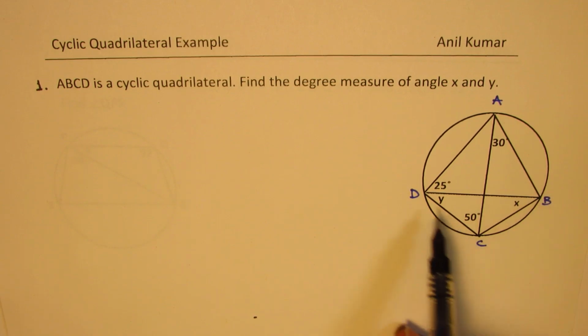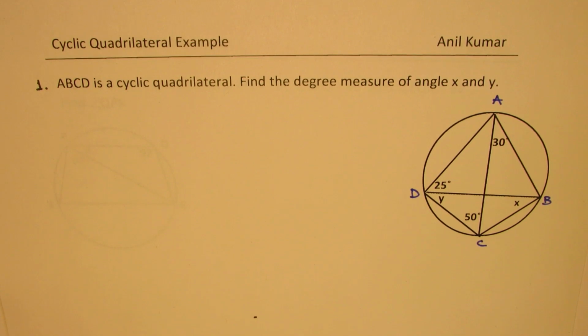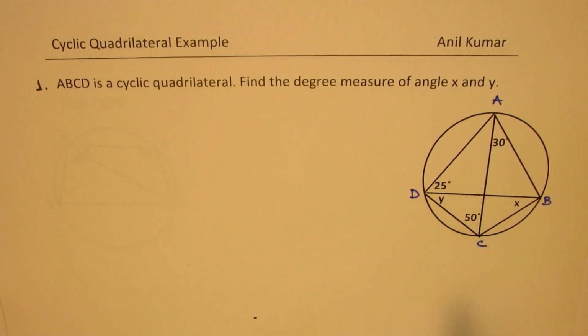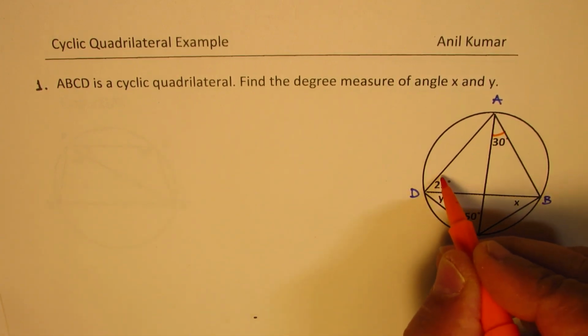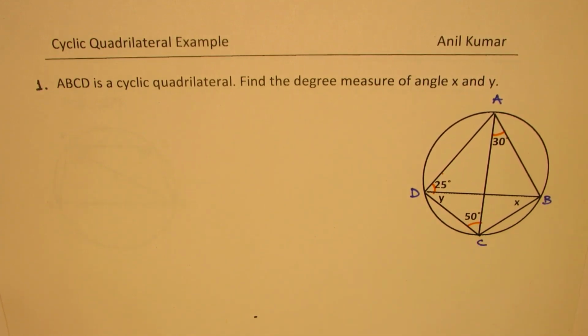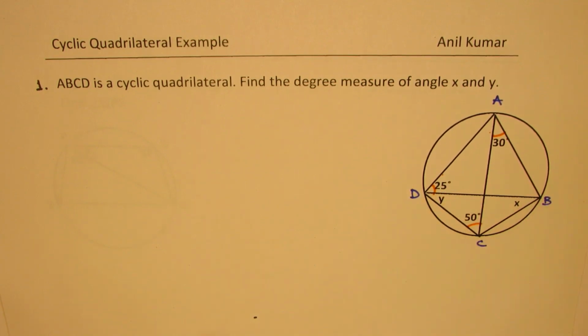So ABCD is a cyclic quadrilateral since the 4 vertices of the quadrilateral are on the circumference of a circle. We need to find measure of these 2 angles. We are given a few other angles here. So what we are given here is that the angle here is 30 degrees, this one is 25 degrees, and this one is 50 degrees. Now we'll understand few properties as we move along. In the cyclic quadrilateral, sum of the opposite angles is 180 degrees.